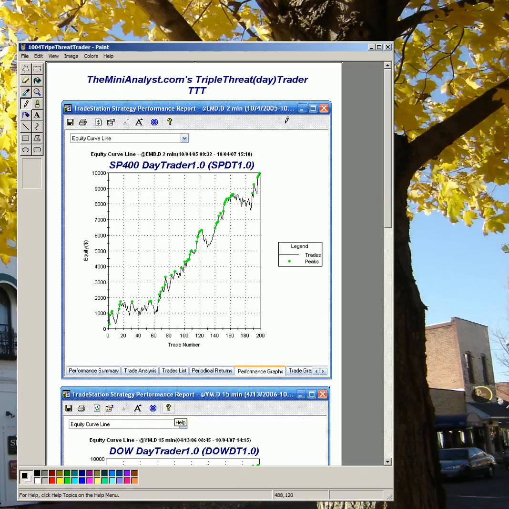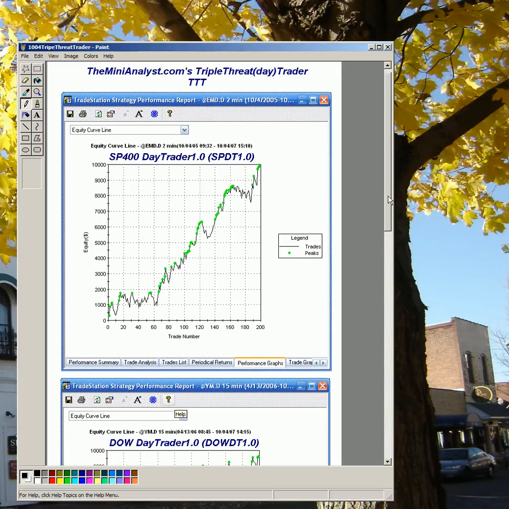What we're looking at here is the MiniAnalyst.com's triple threat day trader, the TTT portfolio. This consists of trading the EMD contract, the S&P 400. This is our S&P SPD day trader 1.0. As you can see, this equity curve, this is through yesterday. Very impressive. Again, at new highs, and this portfolio was launched probably 2, maybe even 3 years ago. So as you can see, just continued outstanding performance.